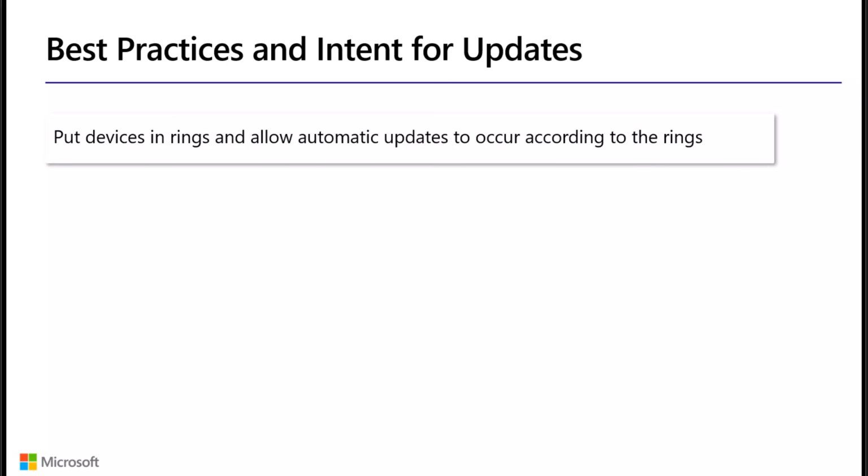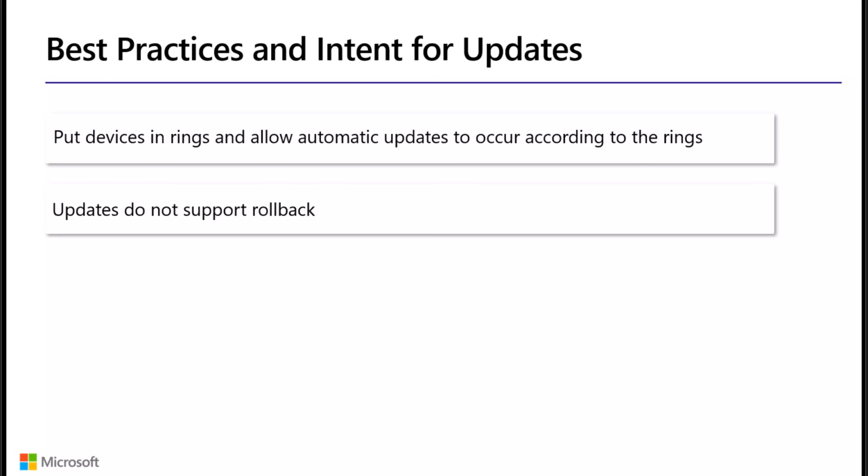Put your devices into rings and allow updates to be automatically applied according to the ring configuration. This approach helps in the overall predictability and maintenance of applying updates to your devices. Rollback updates is not supported. Many things on the device can be affected by an update. A clean rollback is not always possible. Therefore, the best practice is to apply a newer update when available or reimage the device.